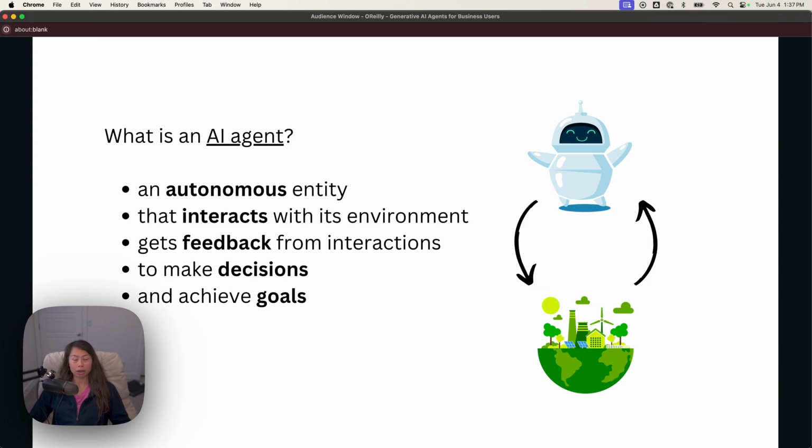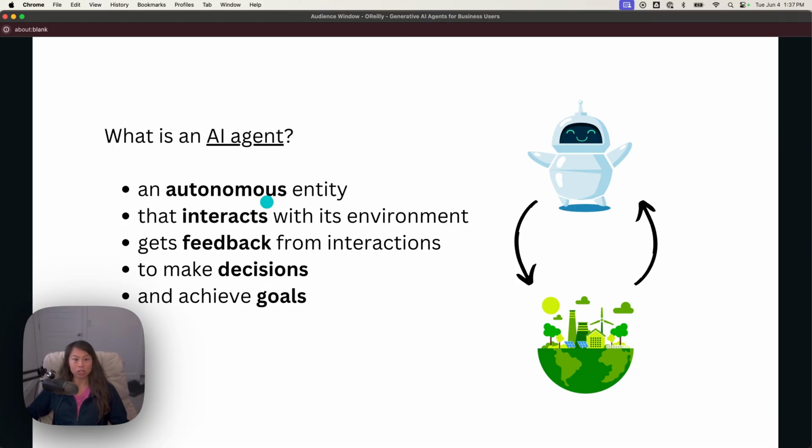So let's start by talking about what are generative AI agents. You can think of them as a combination of two concepts, as the name suggests, generative AI and AI agents. Now, AI agents are not a new concept. They've been around for a long time. So let's start by defining what an AI agent is.